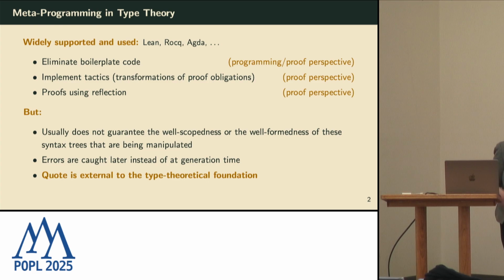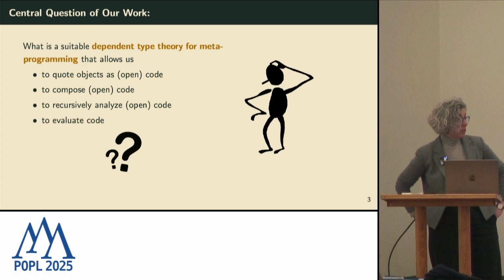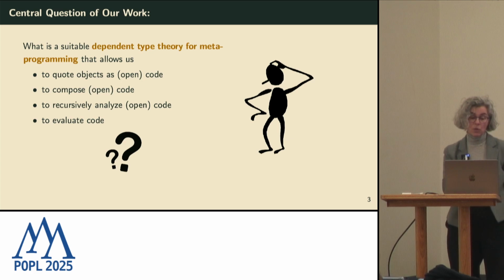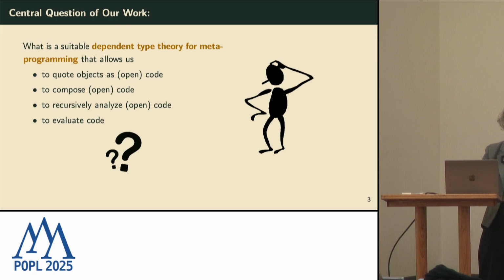But maybe more from a fundamental point of view, I would like to know what is actually that type theory we're using, right? I mean, it's not the calculus of constructions, or it's not Martin-Löf type theory. It's actually this thing, right, that has also quotation in it. And I'd like to know what is that theoretical foundation. So that's the central question we were setting out in this work. What is a dependent type theory for metaprogramming that allows us to quote objects that might be open, that we can compose code objects, that we can recursively analyze these code objects, and we can evaluate them. And these code objects are well-typed.